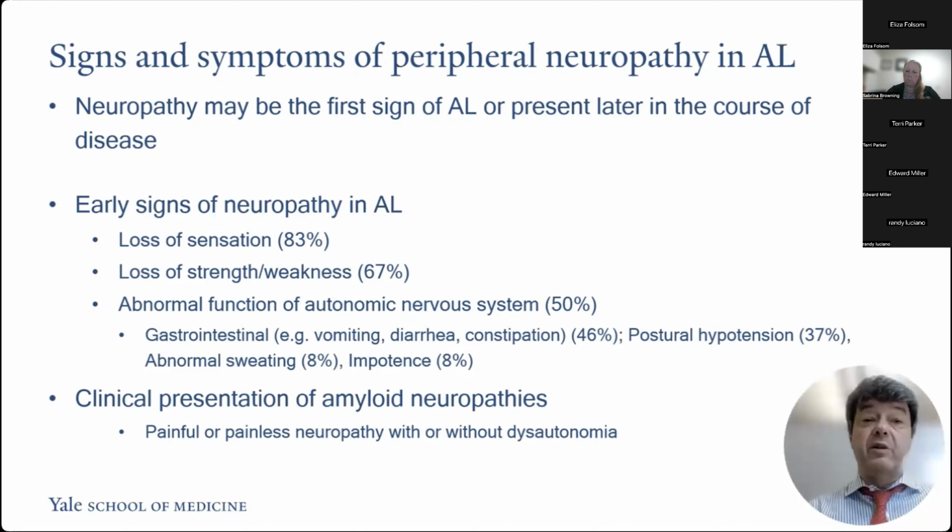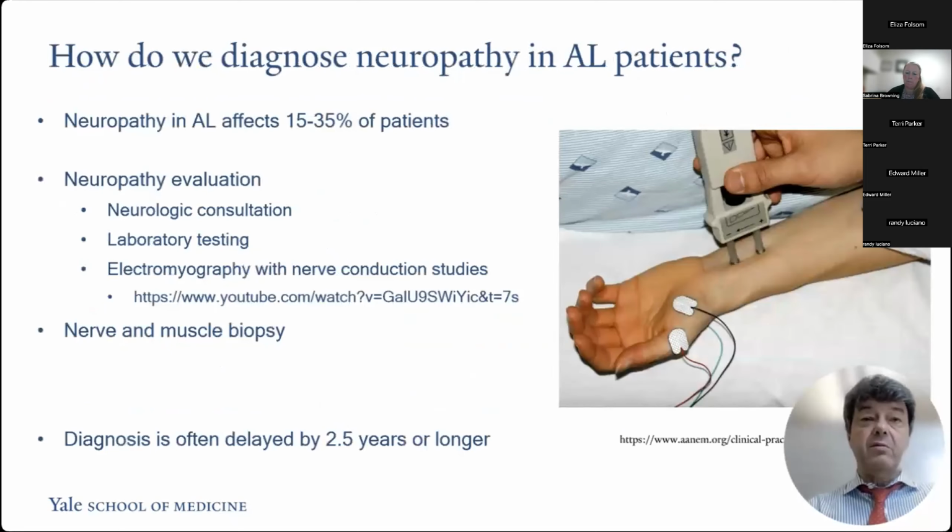Patients may also have decreased sweating, and overall amyloid neuropathies are often painful, but they can be painless as well, and sometimes they can present with dysautonomia, but dysautonomia is not present in every patient with amyloid neuropathy. So how is neuropathy diagnosed in amyloid patients? Evaluation starts with neurologic consultation with different types of lab tests that look at alternative causes of neuropathy.